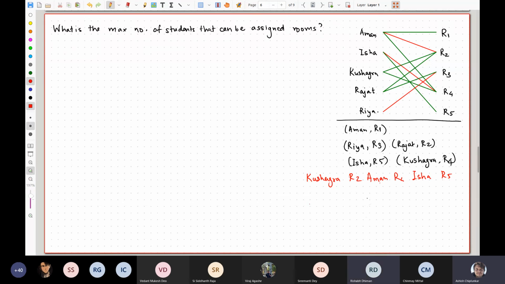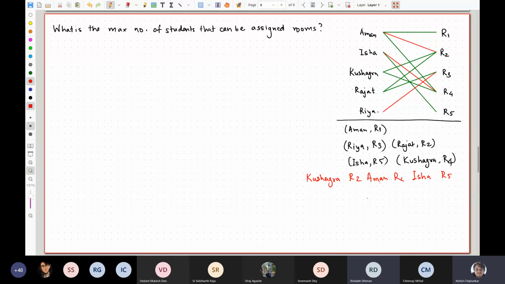So their alternating edges are part of the matching. So you flip the edges which are part of the matching and which are not. Okay, but what exactly are you doing over here by this path? So you are basically increasing the number of students which have a room by 1.